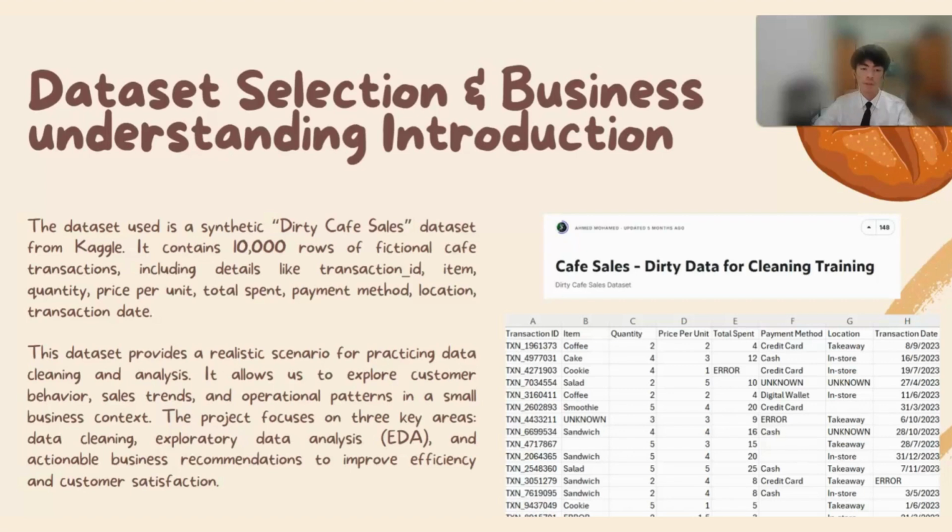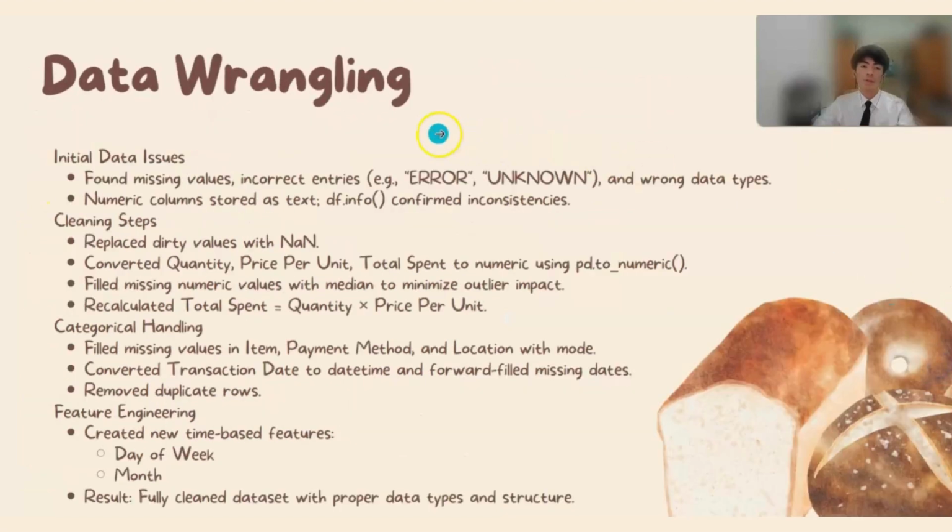The project focused on 3 key areas: data cleaning, exploratory data analysis, and actionable business recommendations to improve efficiency and customer satisfaction. For data wrangling, first is initial data issues. We found missing values, incorrect entries, wrong data types, and some numeric columns stored as text, so df.info is used to confirm inconsistencies. Second will be cleaning steps: replace dirty values with NaN, convert quantity, price per unit, and total spend to numeric data, fill missing numeric values, and recalculate total spend.